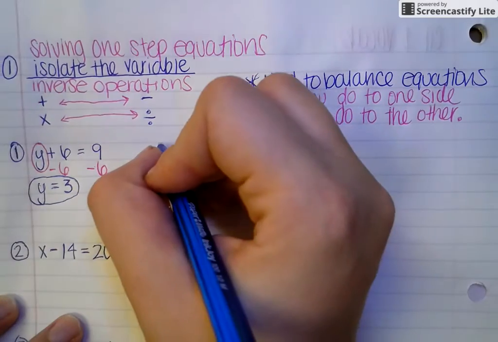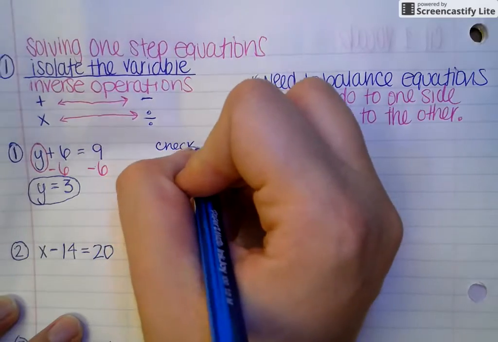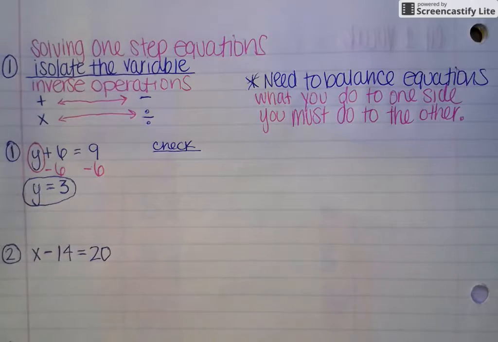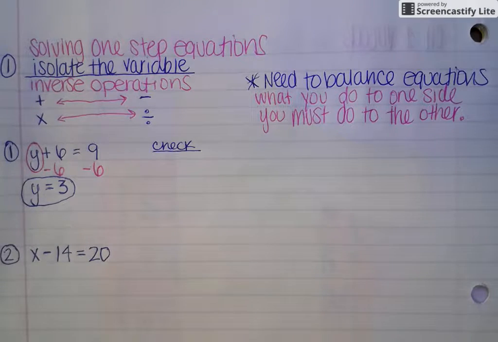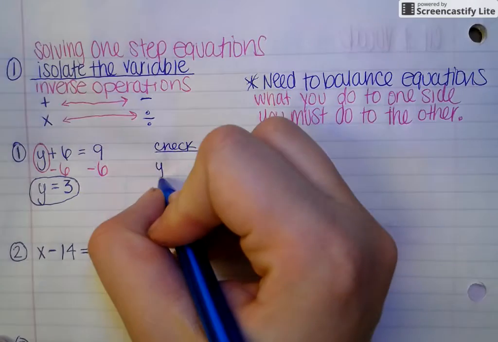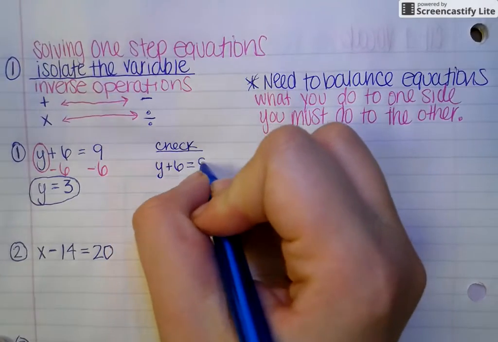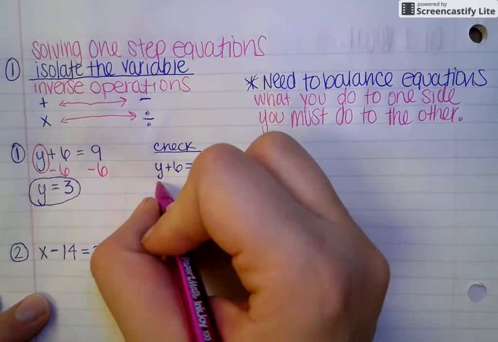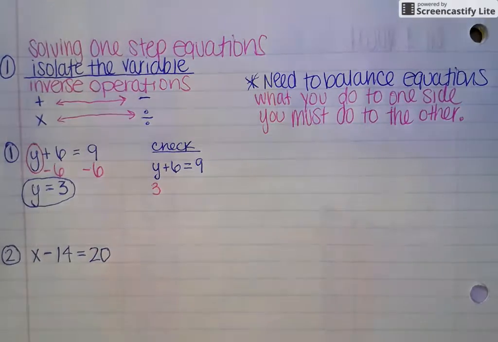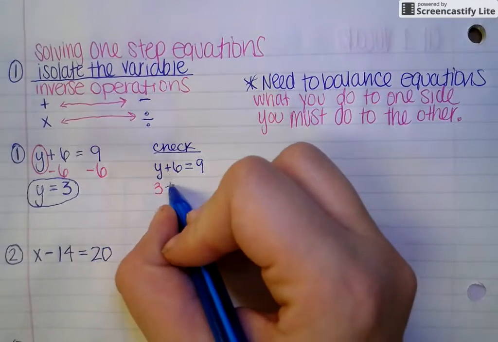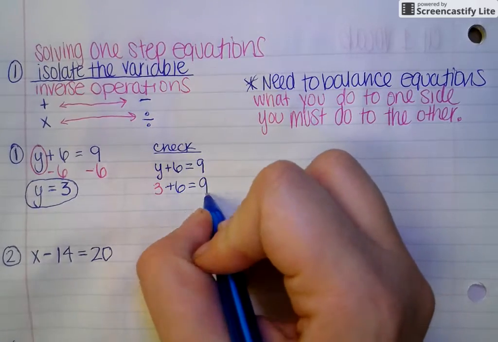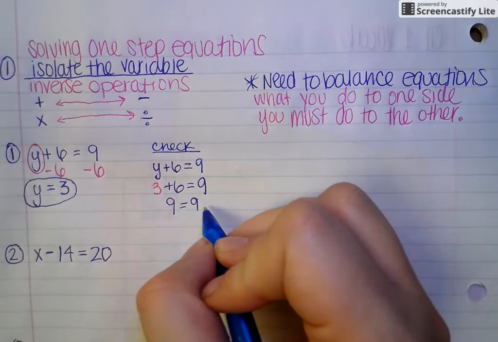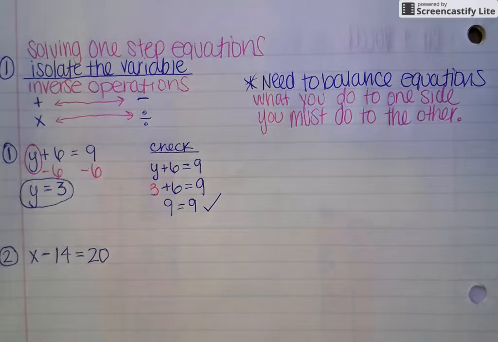And what I'm going to do is check to see, am I correct? And how you do that is you take your answer and substitute it into the equation. So let's rewrite my equation. I have y plus 6 equals 9. I'm going to substitute my answer in for y. So I have 3 plus 6, which gives me 9. So 3 plus 6 is 9. 9 equals 9. So it is correct.